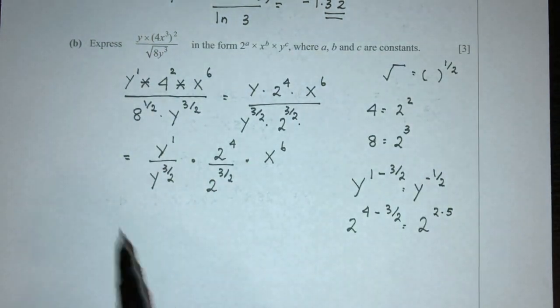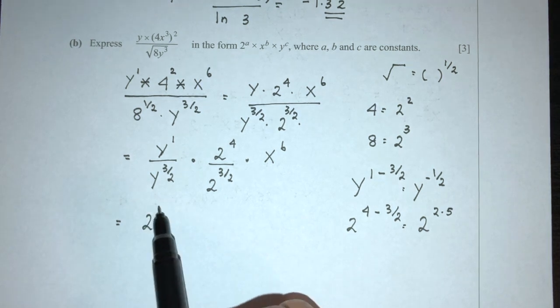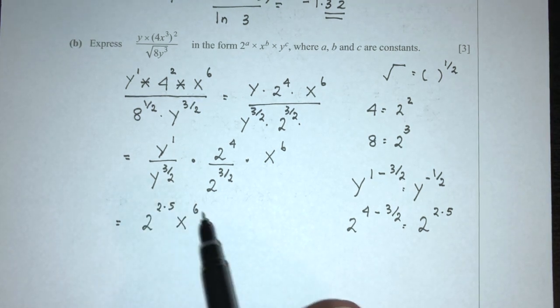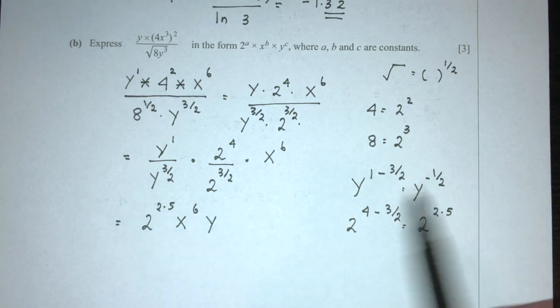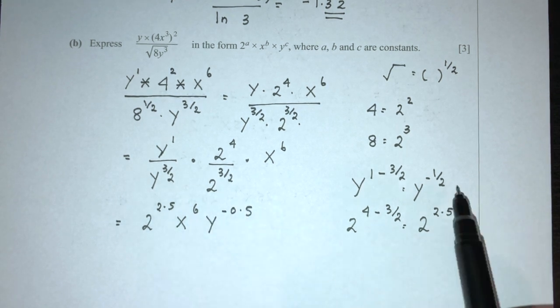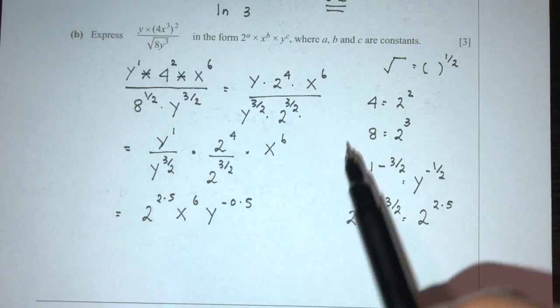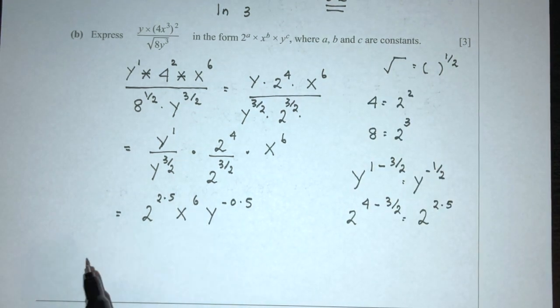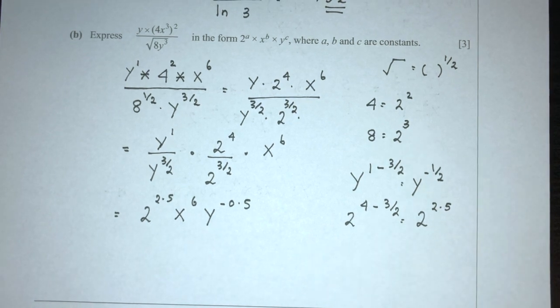Okay, so your answer will be what? Let's write down. Your answer will be 2.5, and then we have x to the power 6, and then y will be minus 0.5, minus half. So here you go. The values of a, b, and c are constant. So a is 2.5, b is 6, and c is minus 0.5. That is your question number 2.